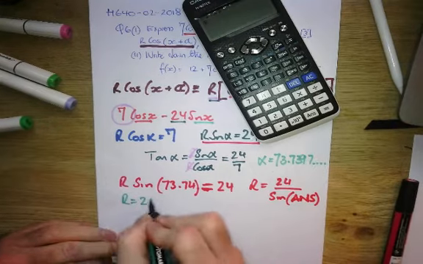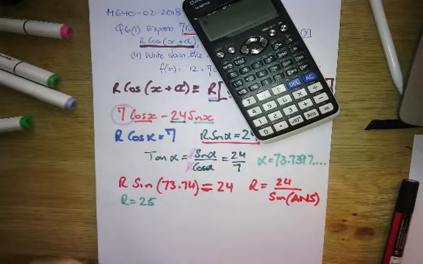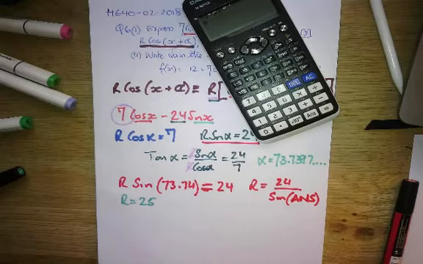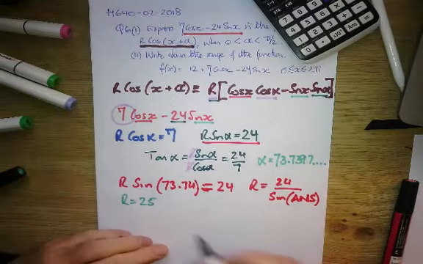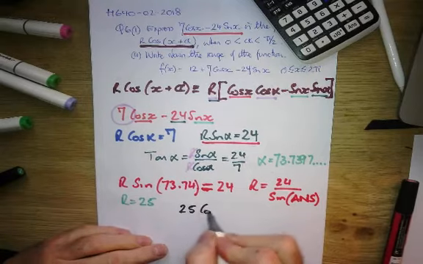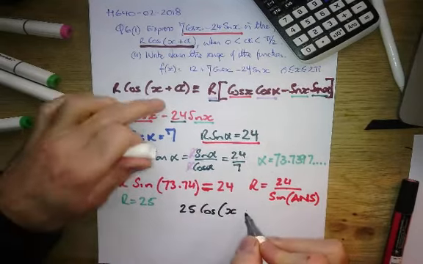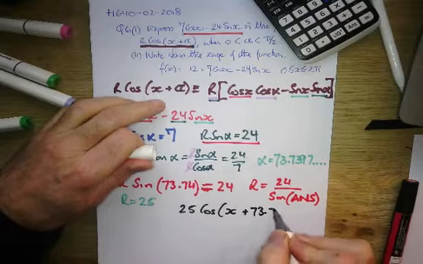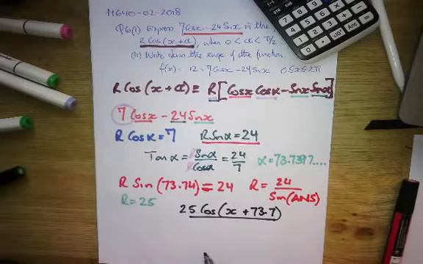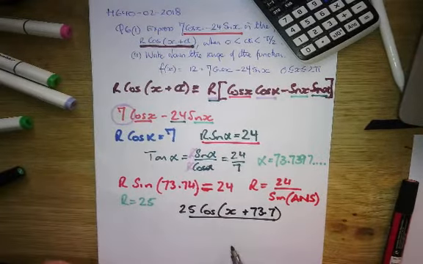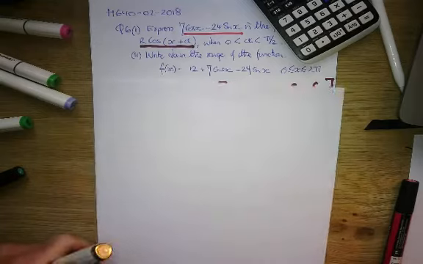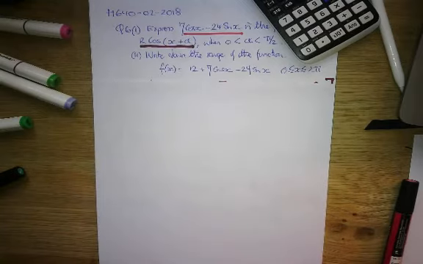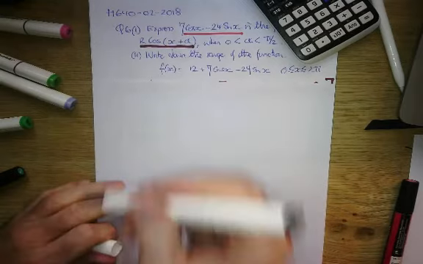Let's put that in this colour. And so I end up with this formula here. I've got my r value and I've got my alpha. So it's 25 cos bracket x plus 73.7. Then the question says, write down the range of the function. So how do I do that?